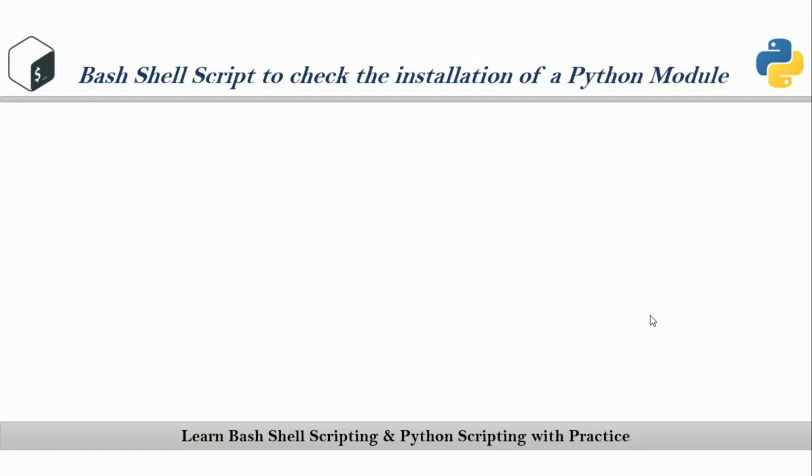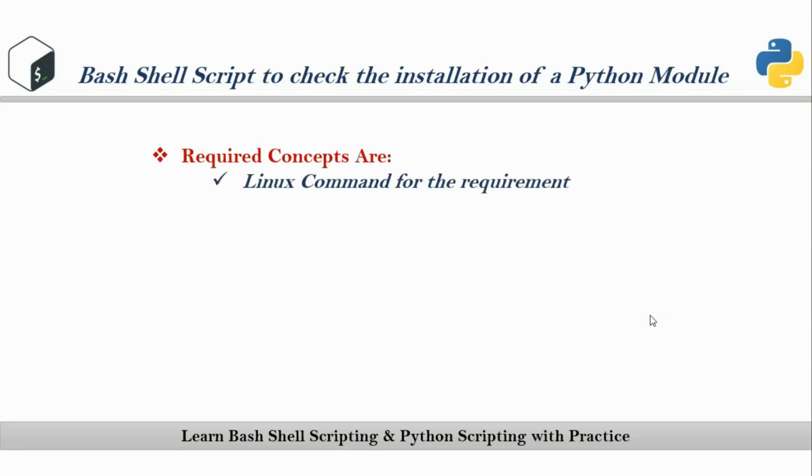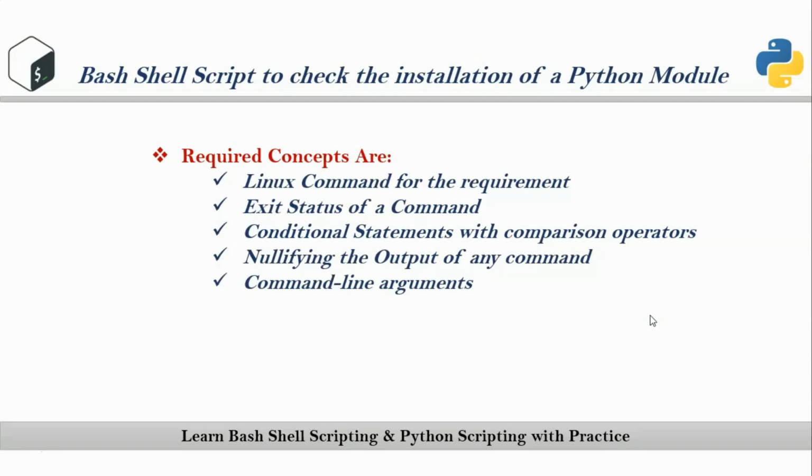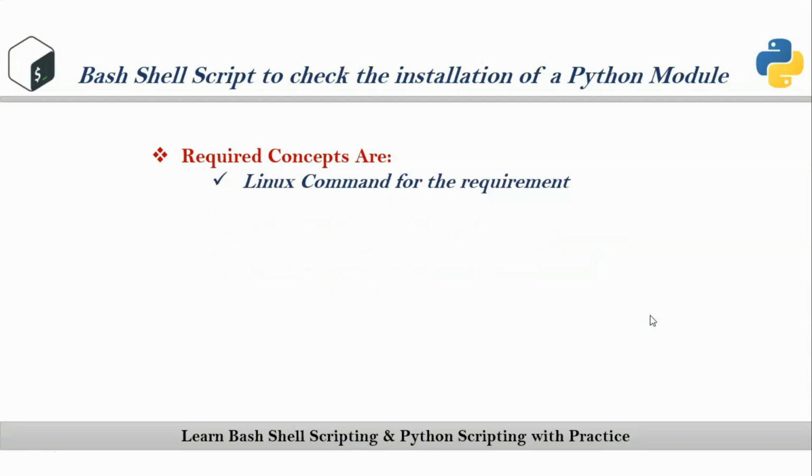Friends, here we are developing a simple bash shell script to check the installation of a Python module. To develop this bash shell script, the required concepts are: Linux command for the requirement, exit status of a command, conditional statements with comparison operators, nullifying the output of any command, and finally command line arguments. First, let me give the Linux command for the requirement.